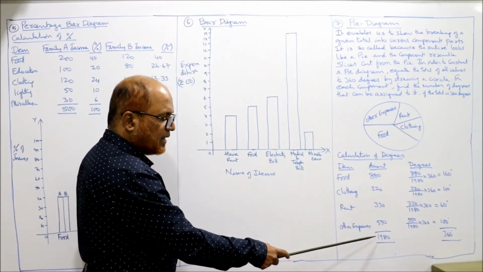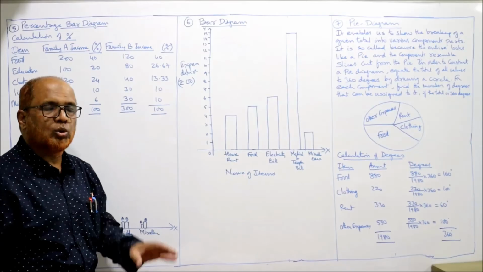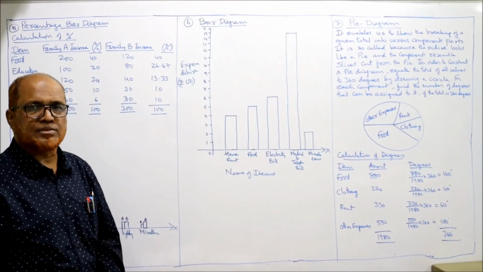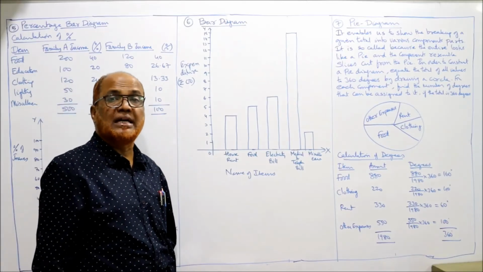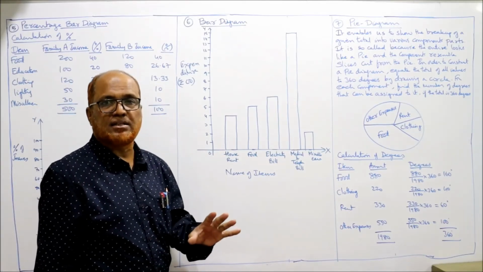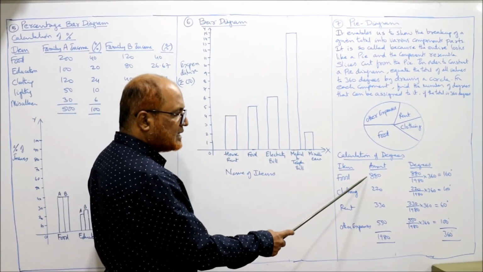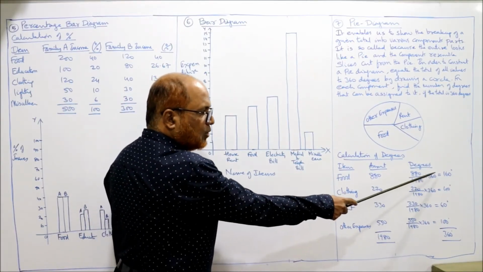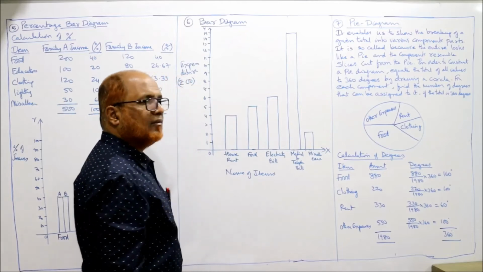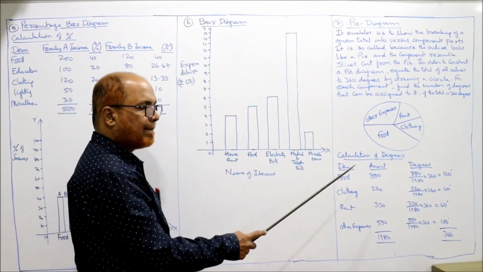The total of the expenditure is 1980. Total expenditure on all the items. Now we have to convert this expenditure amount into degrees. The total degrees are 360. So here 880 divided by 1980 into 360. You will get 160 degrees. 160 degrees is on food.